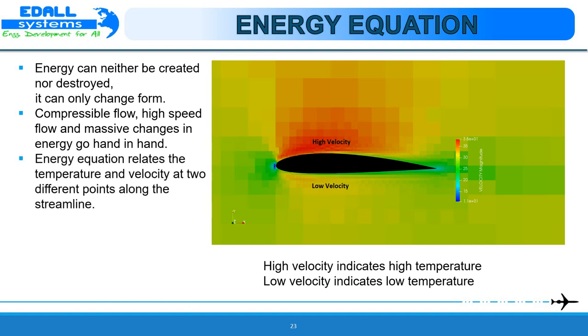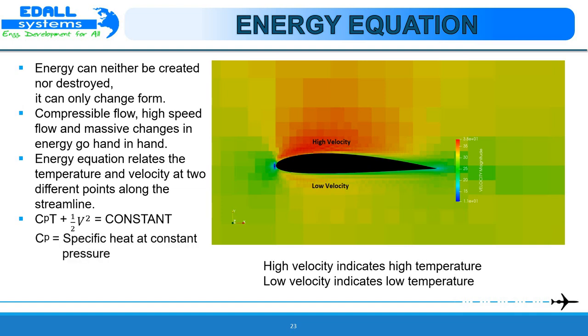The energy equation relates the temperature and velocity at two different points along the streamline, which can be given by Cp T plus half V square is equal to constant, where Cp indicates the specific heat at constant pressure, T indicates temperature, and V is equal to velocity. This equation relates the temperature and velocity at two different points along the streamline. Again, if all the streamlines are of a uniform flow far upstream, then this equation holds for any 2 points in the flow, not necessarily on the same streamline. Moreover, this equation is just as powerful and necessary for analysis of a compressible flow.